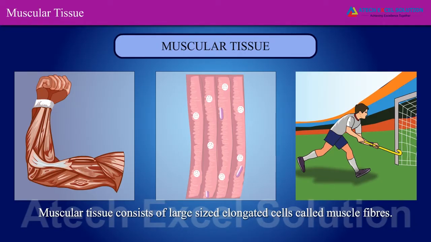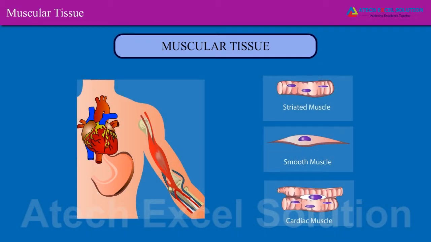Muscular tissue consists of large-sized, elongated cells called muscle fibers. This tissue is responsible for movement in our body. Muscles contain special proteins called contractile proteins, which contract and relax to cause movement. On the basis of their location, structure, and function, there are 3 types of muscle fibers. They are striated muscles, smooth muscles, and cardiac muscles.